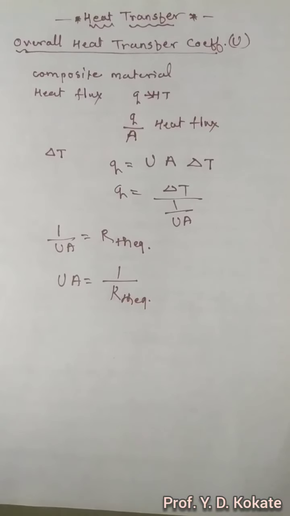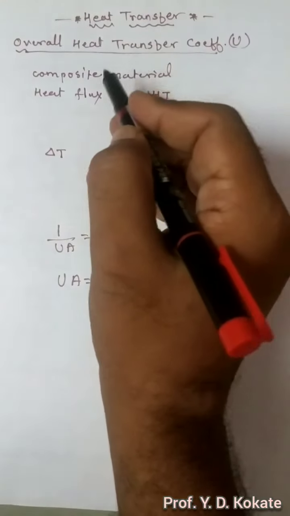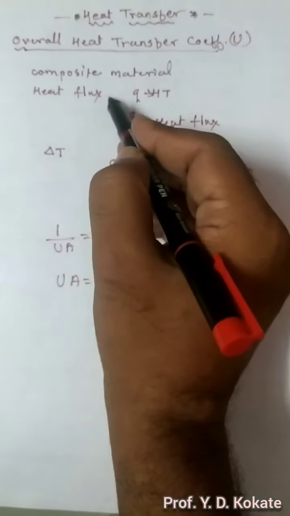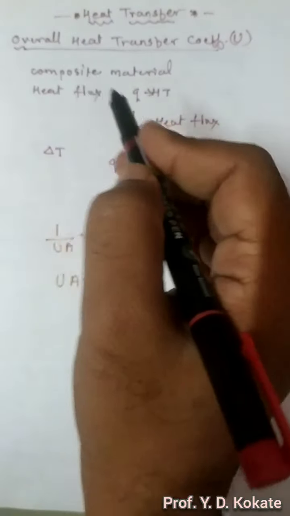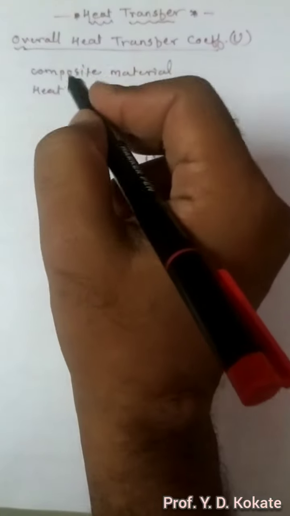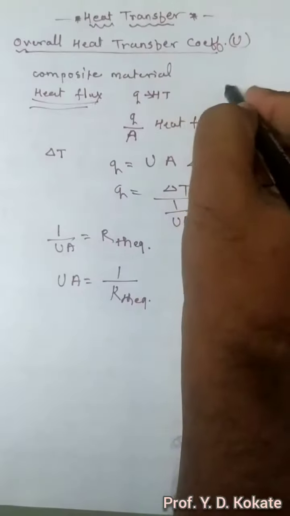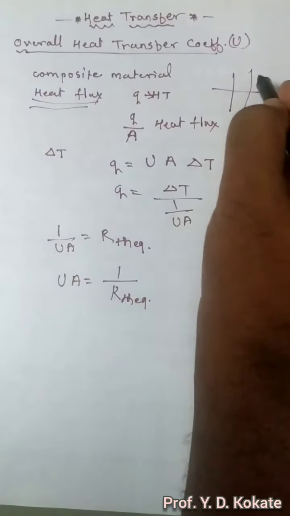Hello student, in the video lecture series of heat transfer, in this video we are going to learn the overall heat transfer coefficient. So what is meant by overall heat transfer coefficient? It is the ability of a composite material to transfer the heat flux per unit temperature difference. So when we maintain a 1 degree temperature difference, how much heat flux will pass through that composite material.